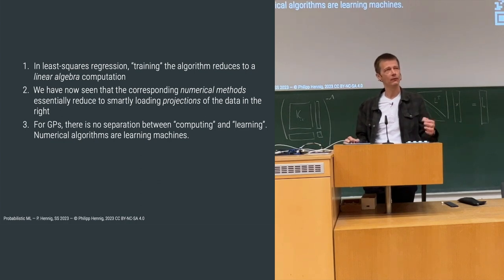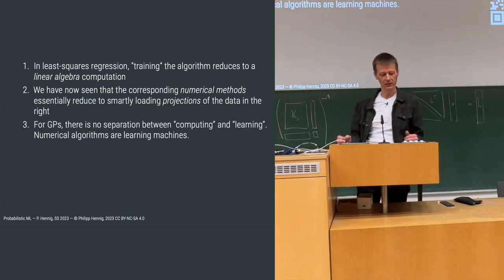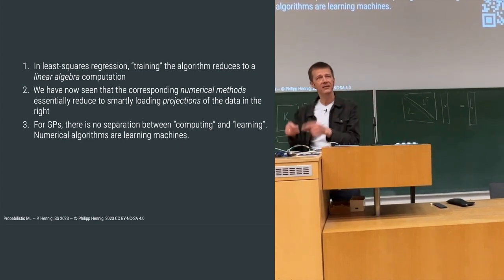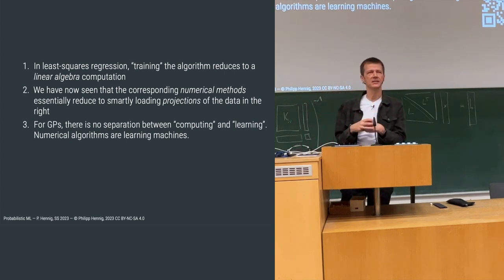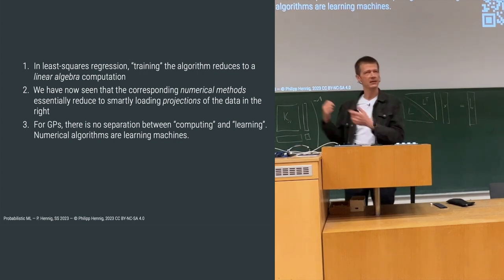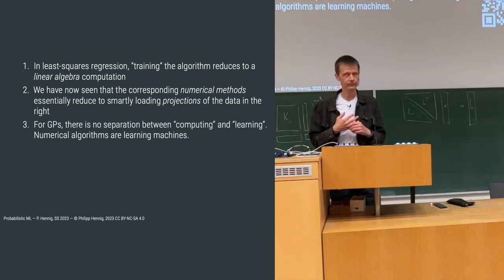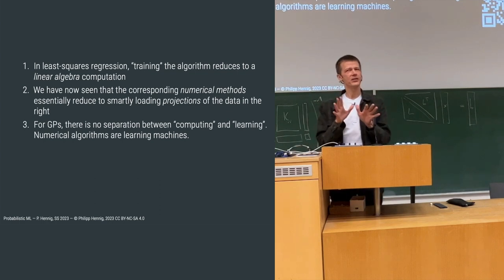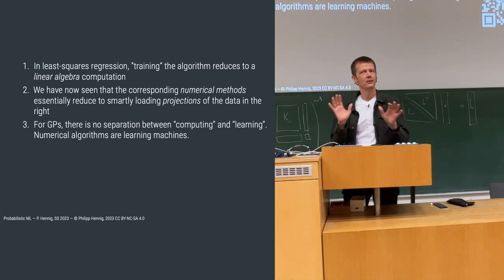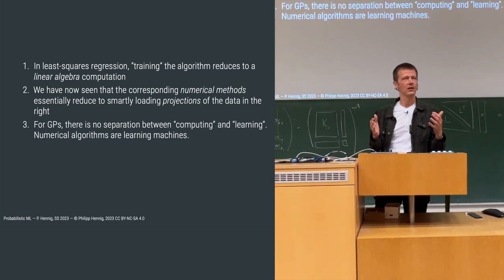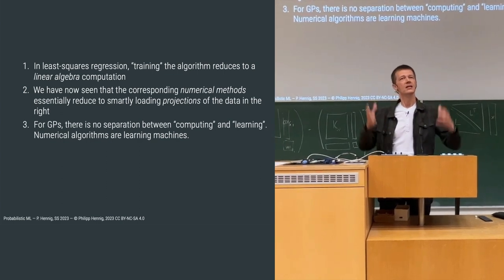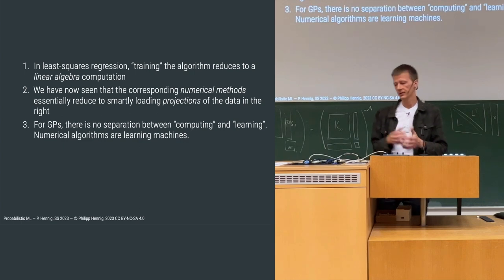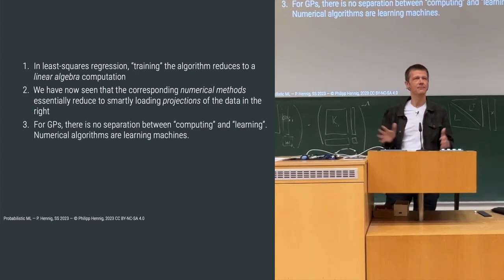So if we want to understand how expensive it is and what its complexity is, we need to look at the linear algebra. We've realized that the numerical methods that do this are just data loading and bookkeeping algorithms. They effectively load the data set in a smart way, either in a numerically stable way or in a maximally informative way in the case of conjugate gradient slash Lanczos iterations. For Gaussian processes, there is no real separation between computation and learning. The data is a vector and a matrix. And operating on that matrix and vector is learning. So the computation and the learning are the exact same thing.